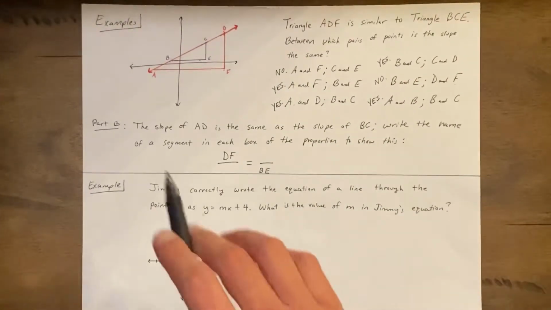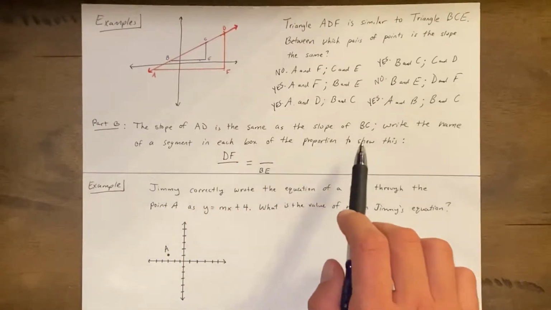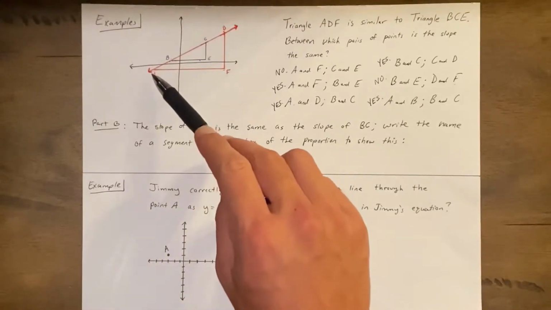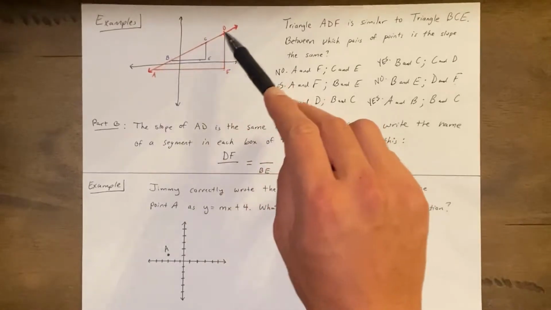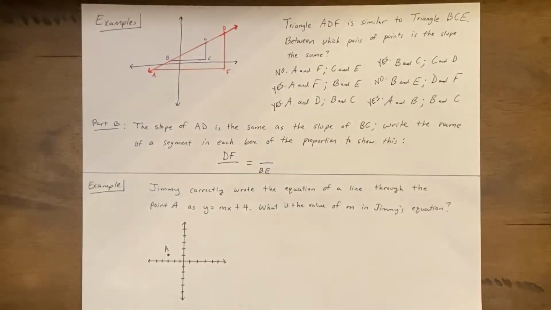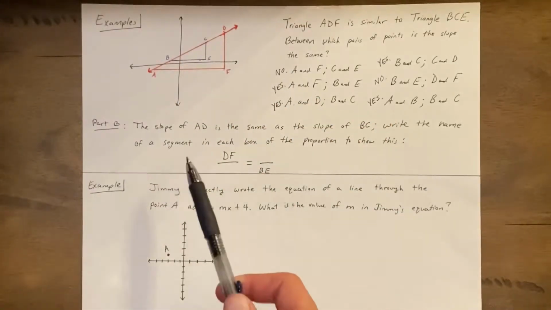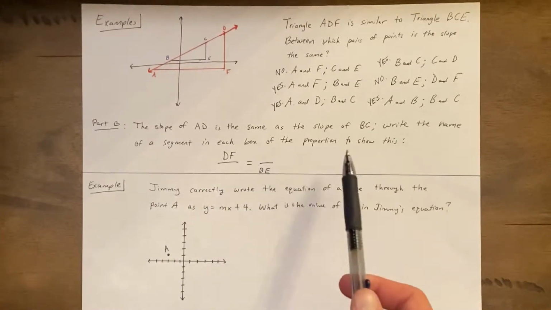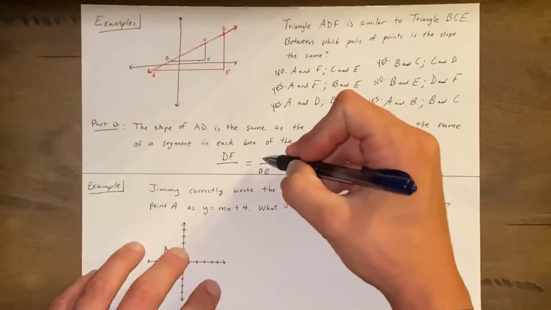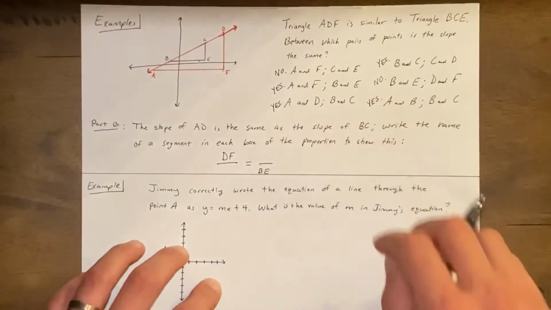Part B says the slope of AD is the same as the slope of BC. All they're doing is telling us that these 2 triangles share that side. So the slope is the same. Write the name of a segment in each box of the proportion to show this. So we're going to add something here and something there, in the proportion.